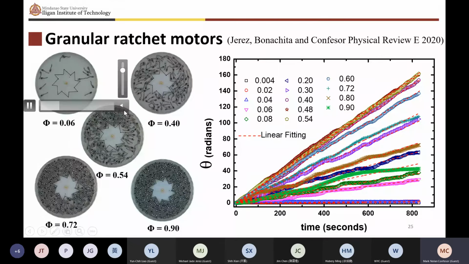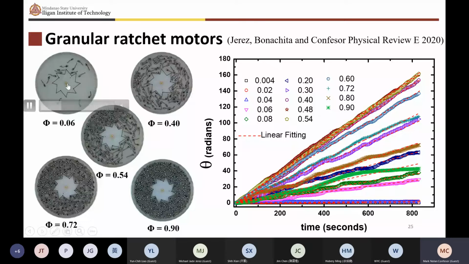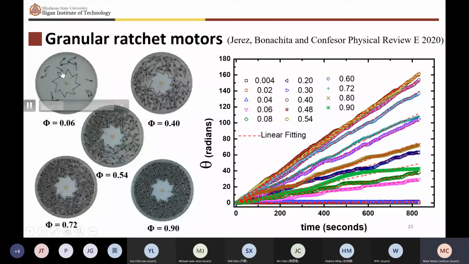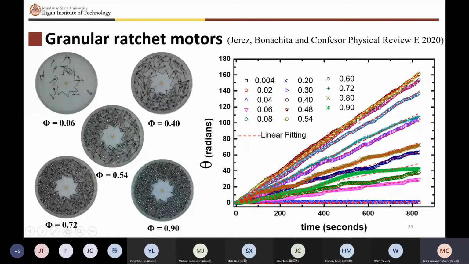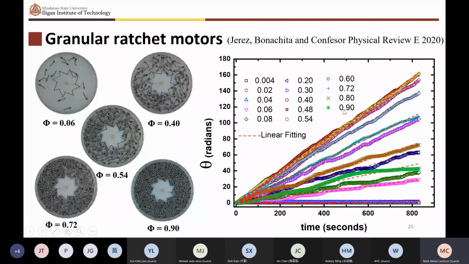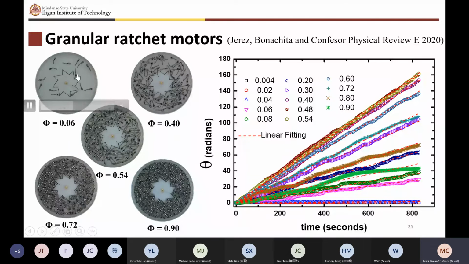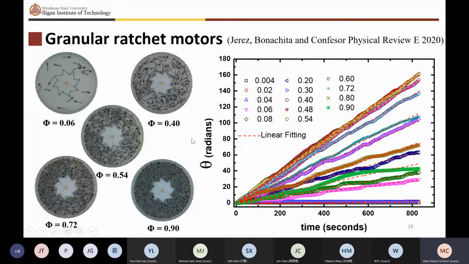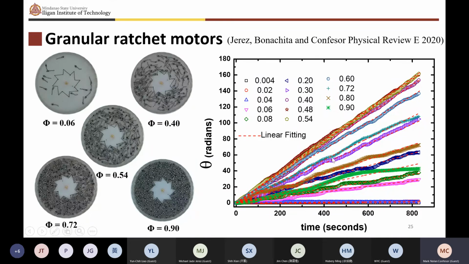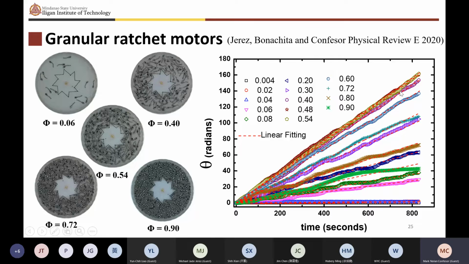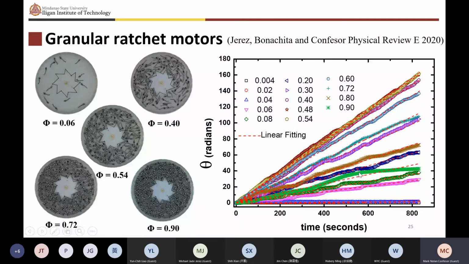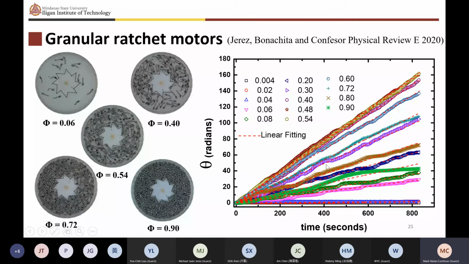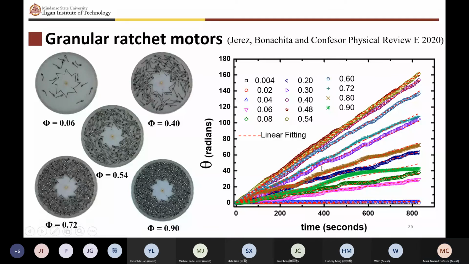Okay, so here is the time series of the angular rotation of the gear as a function of time for different concentrations. Okay, so 0.9 means there are many of them, 0.04, very few particles in the chamber. Okay, so as you can see, there is a net drift, but also fluctuations. Same as the paper, same as observations in bacterial experiments, we also see these fluctuations from this net drift.